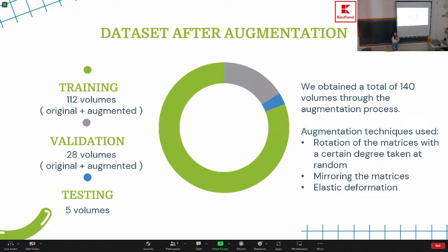After augmentation, we obtained a total of 140 volumes in the data set. For training, we used 112 of them, for validation 28, and for testing 5. These 5 volumes were not augmented or anything, there's only them.